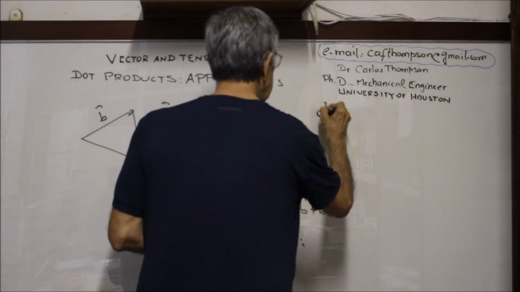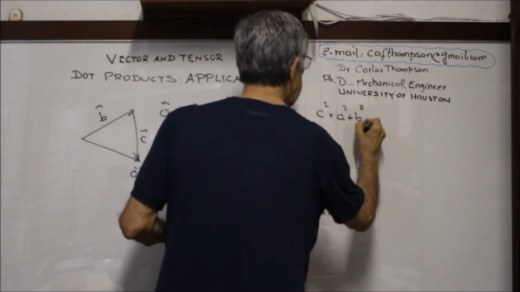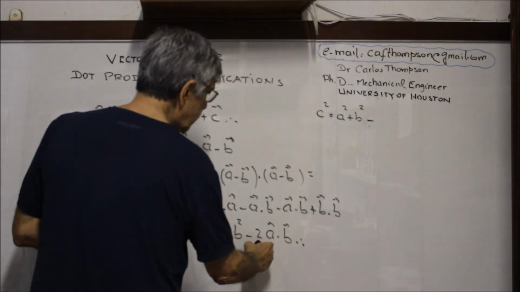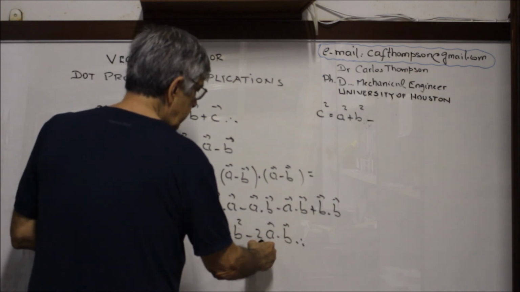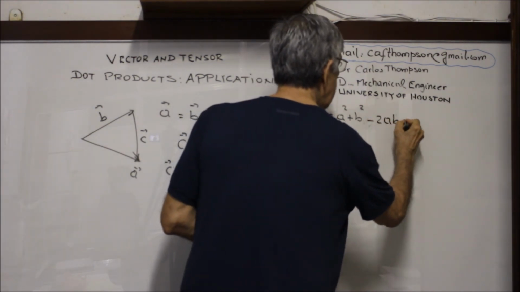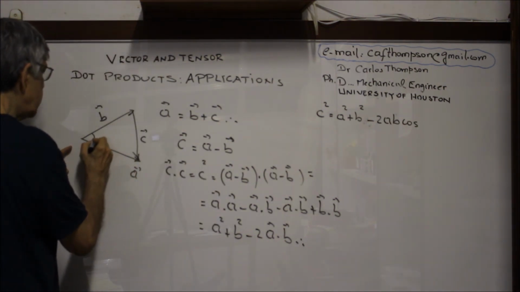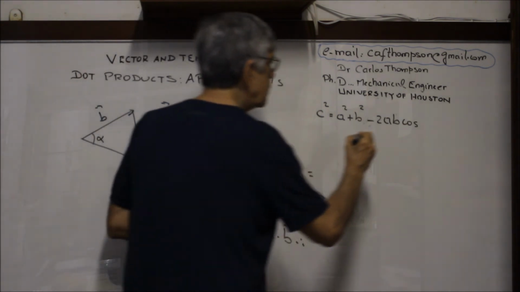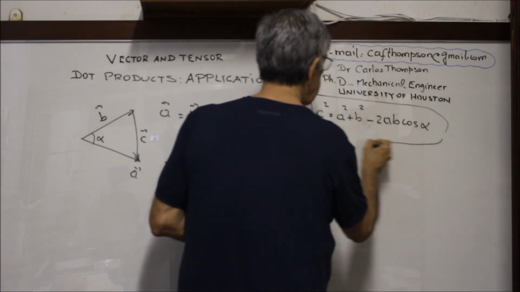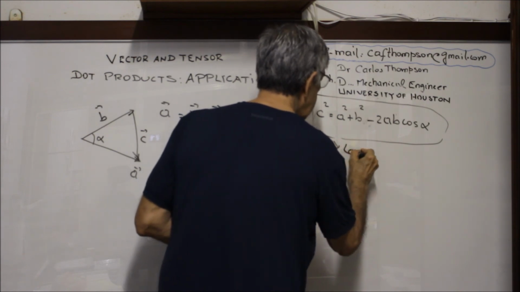This C squared is equal to A squared plus B squared plus, in this case, minus the dot product taking these two vectors, which is 2AB cosine of the angle. This is A and this is B. Let's call here alpha. This is cosine alpha. So this here is called the law of cosine.